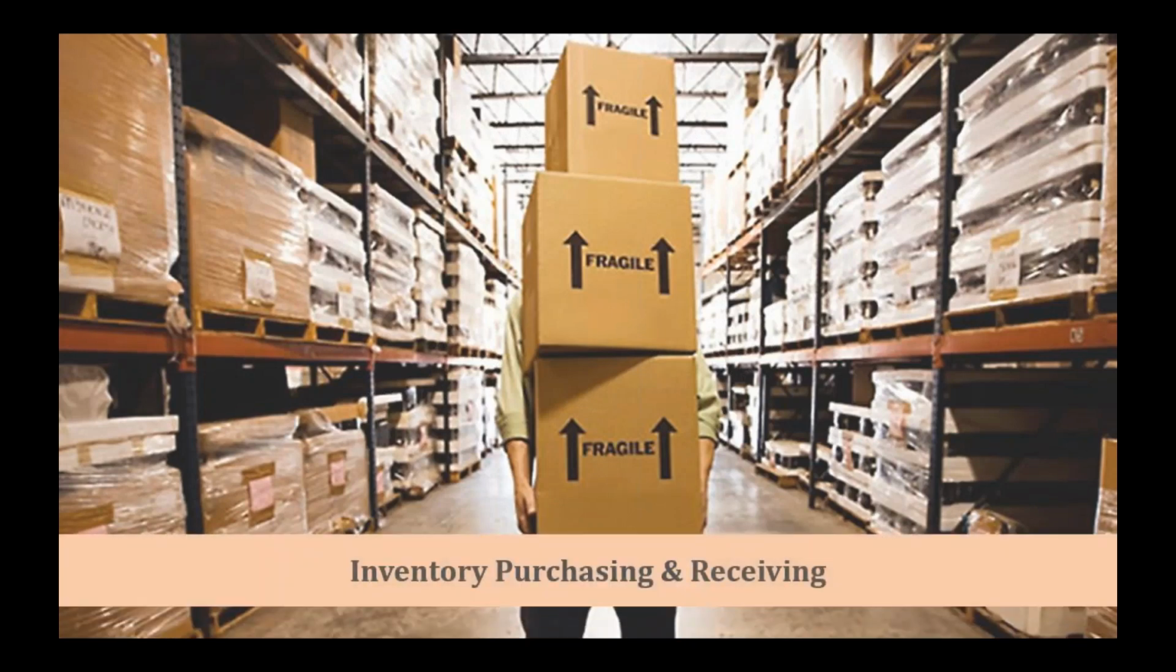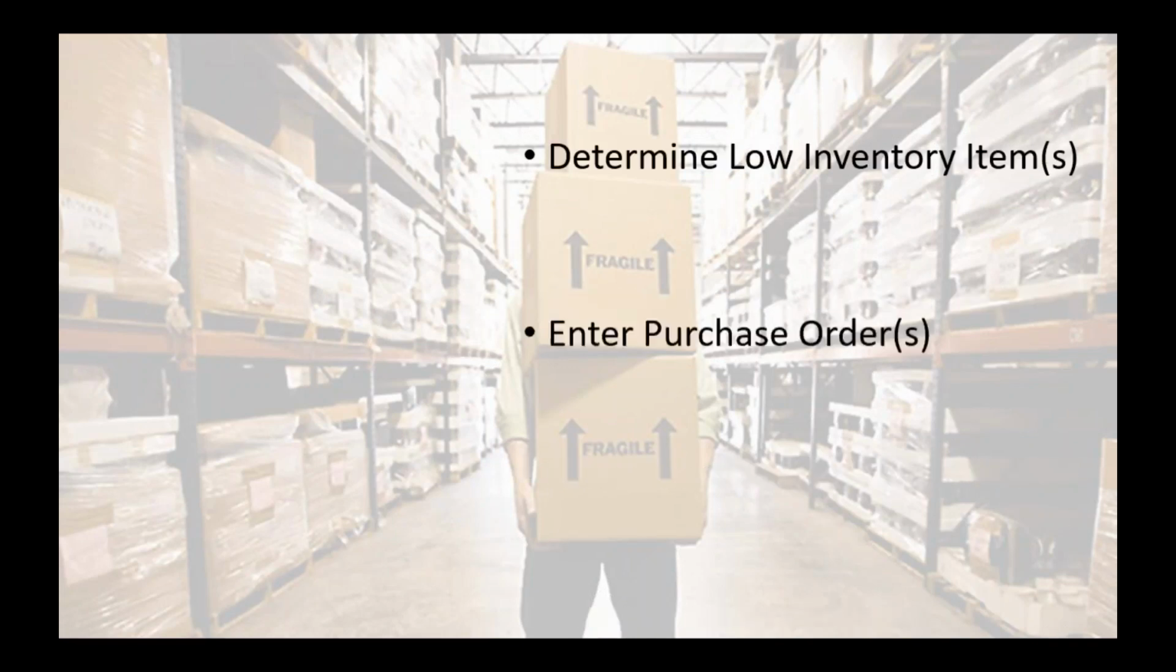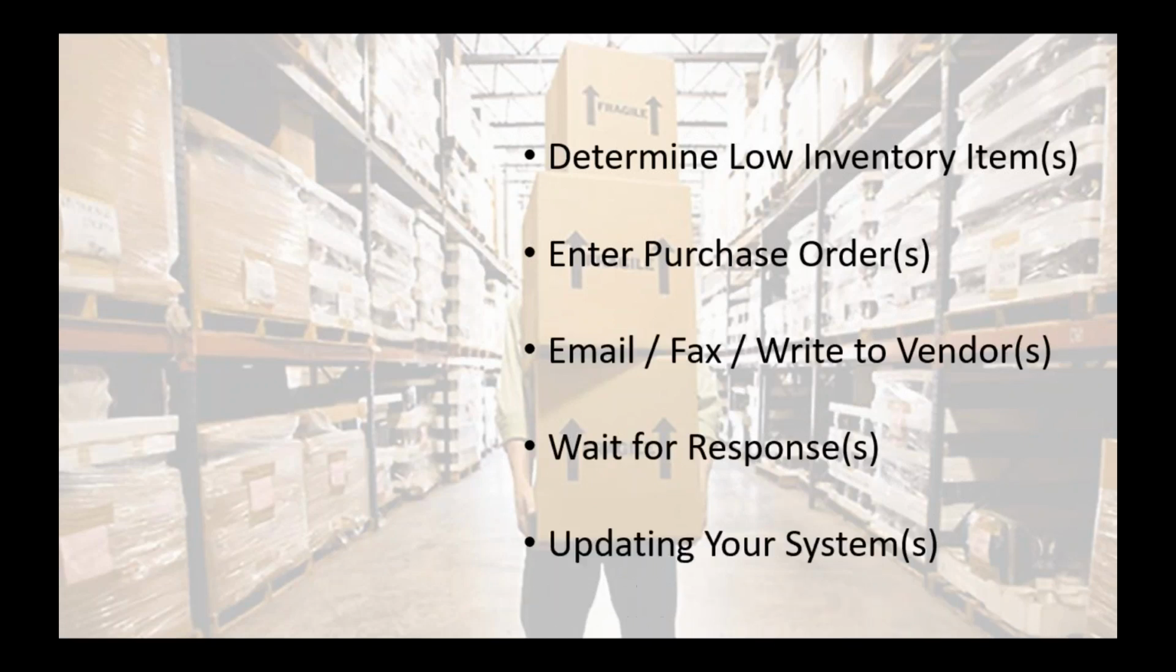Inventory purchasing and receiving. When you don't have some kind of purchasing functionality that ties into how you manage your inventory on the day-to-day, your purchasing procedure might look something like this. Determining what items are low inventory, first of all, then going ahead to enter the purchase orders, email, faxing, writing, however, communicating this to your vendors, waiting for your responses, and then ultimately updating your systems.